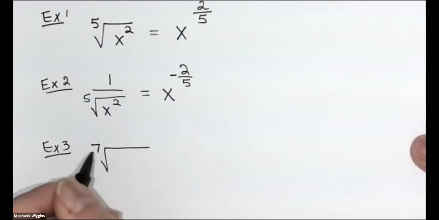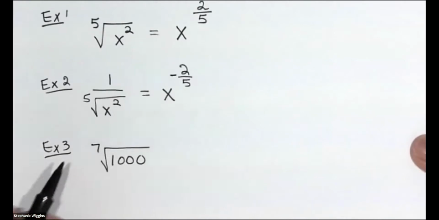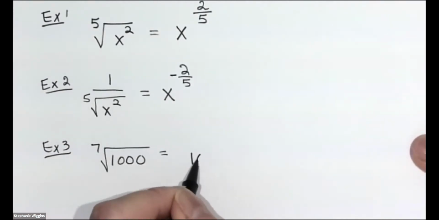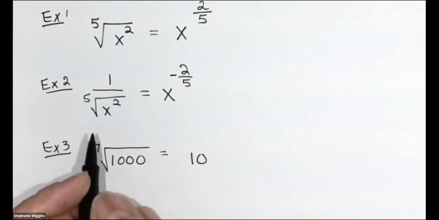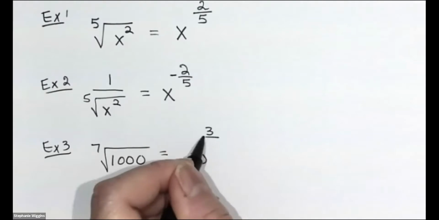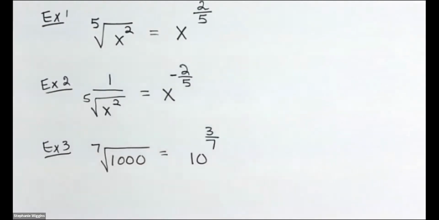The 7th root of 1,000 could be expressed as 10 to the 3/7. 10 is your base, because 1,000 is really just 10 cubed. And so the root is 7 and the power is 3, so it's going to be 3/7.